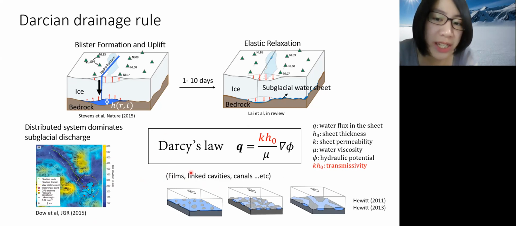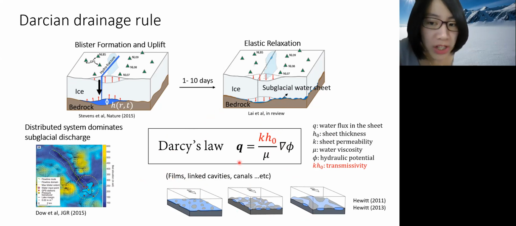For a subglacial sheet, the drainage efficiency can be described by the hydraulic transmissivity, here denoted by K times H naught. Darcy's law has been used for several types of distributed systems, such as films, linked cavities, and canals. The key feature shared by these distributed systems is that the water flux in the water sheet increases linearly with the hydraulic potential gradient.